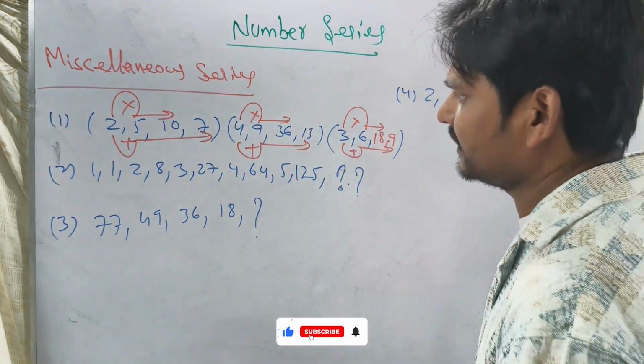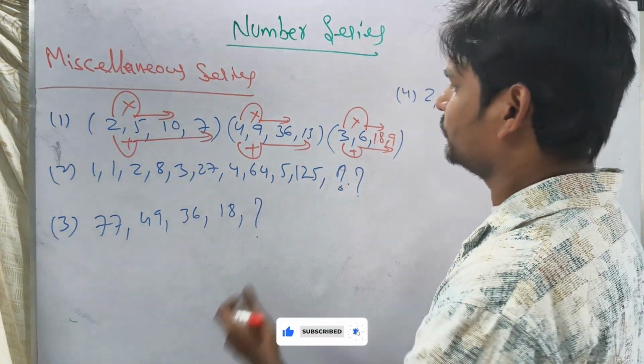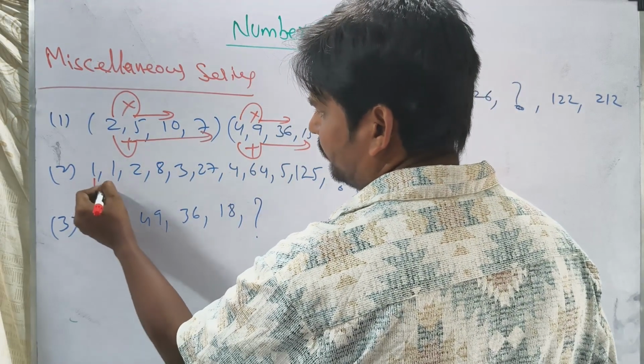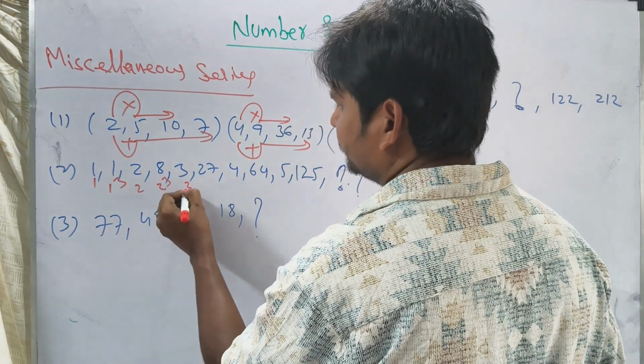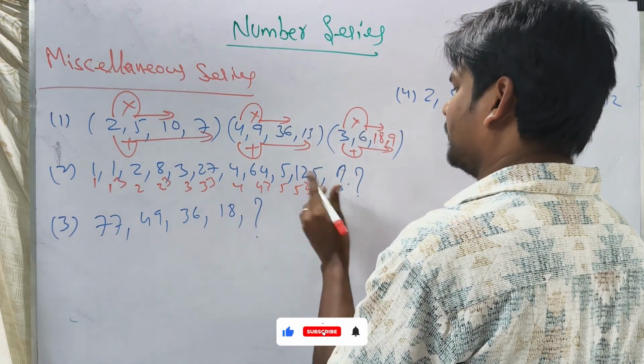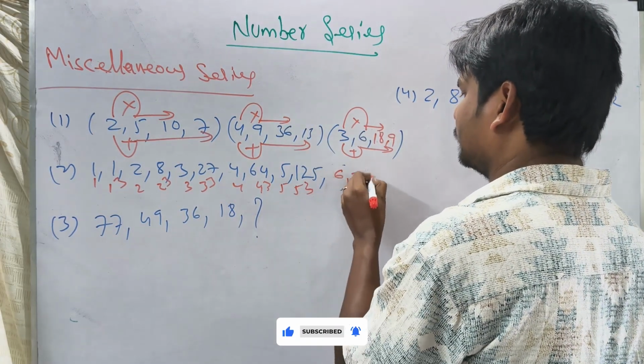Next, see here. By observing carefully here you will find it very easy. So here 1 cube is arrayed, 2 cube, 3 cube, 4 cube, 5 cube. Next would be what? 6 cube, 6 cubed is 216.